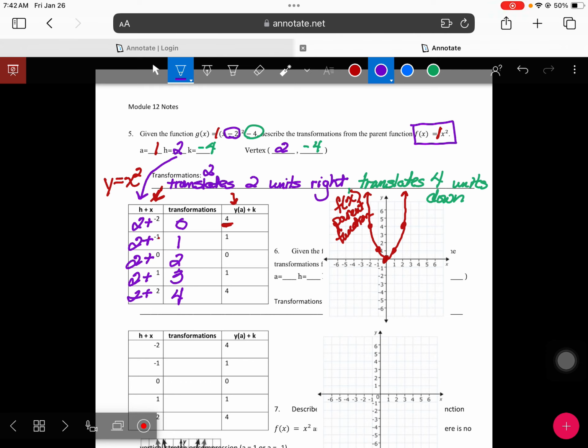All right. Over here on the right, up at the top, it says we need to take y times the a value and then add the k value. My a value in this case was 1. So I need to multiply my old parent function y coordinate times 1. And then I'm going to add k, which in this case is subtracting 4. Okay, subtracting 4.